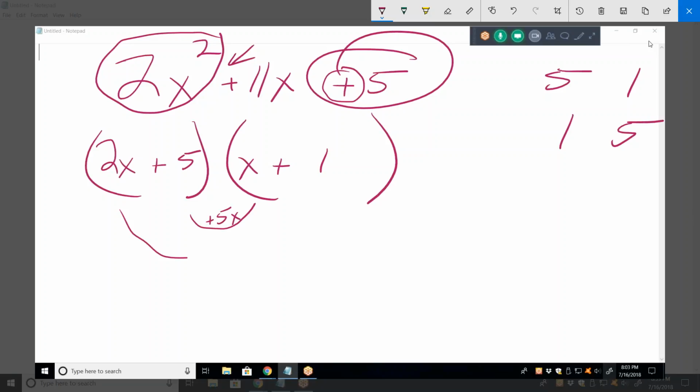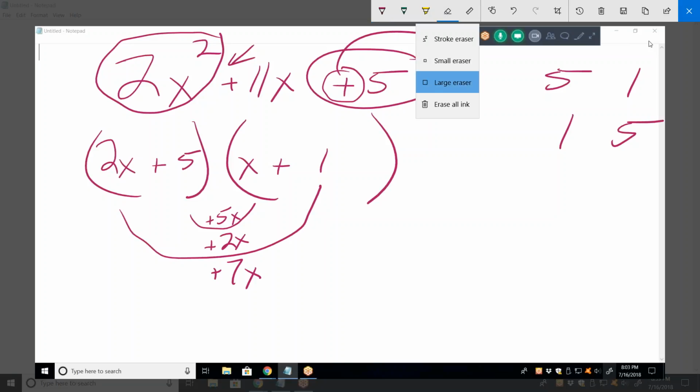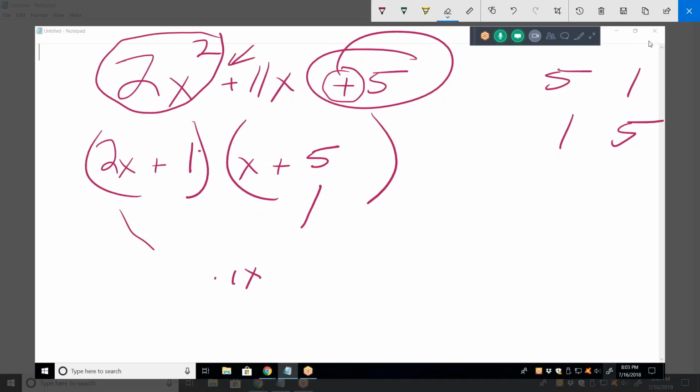If you don't follow me here, stop me because I need you to follow what I'm doing there. That would produce that as a middle term, right? So that doesn't work. So it's not 5 and 1. Well, let's try 1 and 5. In other words, I'm going to put a 1 here and a 5 there. And that's going to produce a different middle term because of the fact of this 2x versus just x.